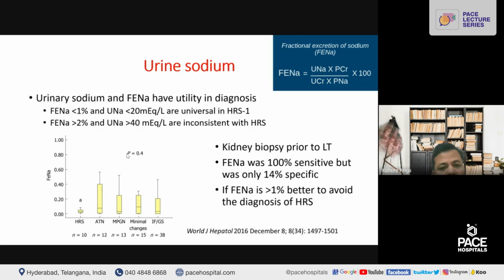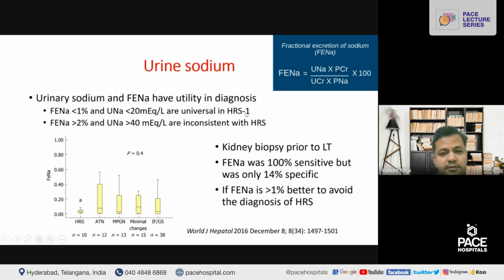Coming to other urine analysis findings, the urinary sodium. Here we generally use urinary sodium and fractional excretion of sodium for the diagnosis. Fractional excretion of sodium, to put it simply, tells about how much fraction of sodium is excreted in the urine out of the filtered amount at the glomerulus level. So this is done by this formula. And if the fractional excretion of sodium is less than 1% and urine sodium is less than 20, these are the two universal findings in patients with HRS.